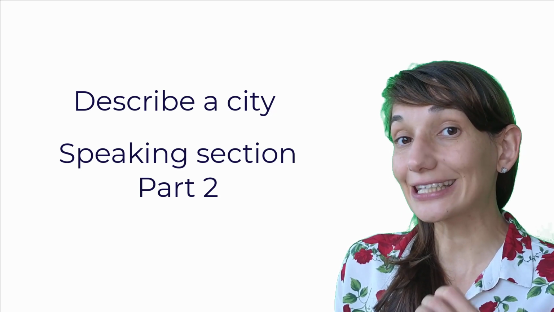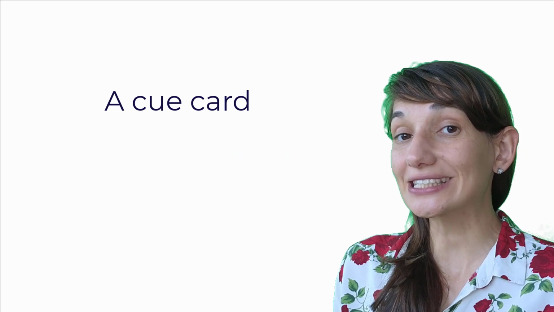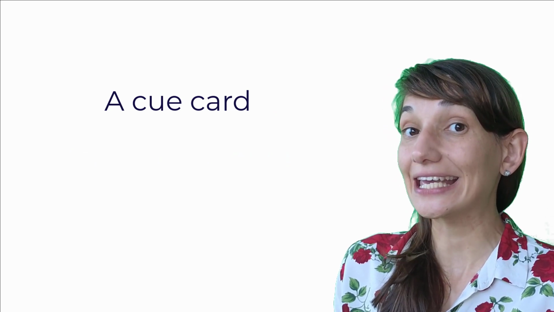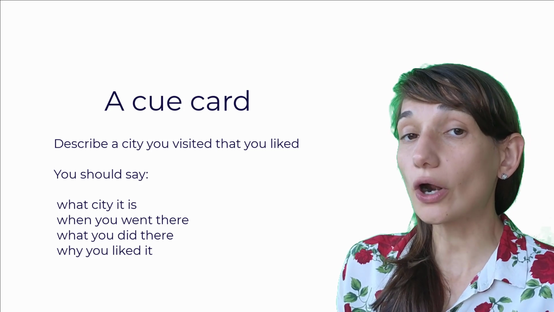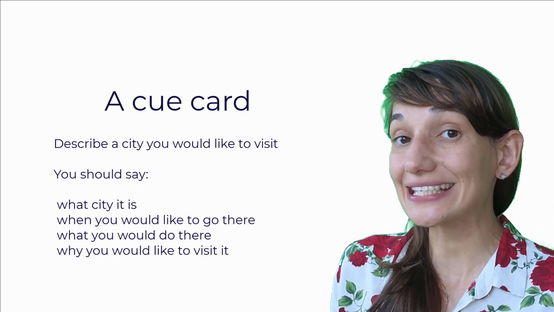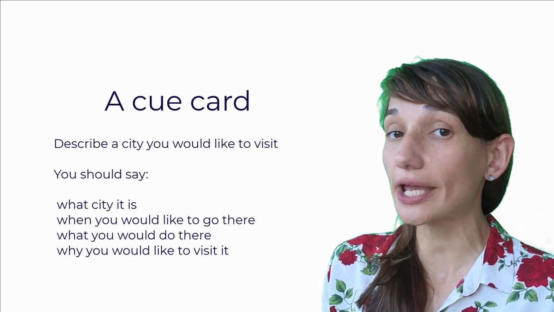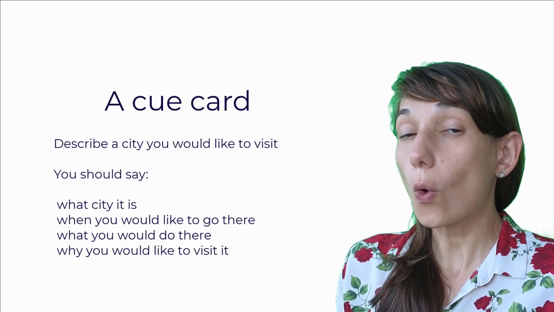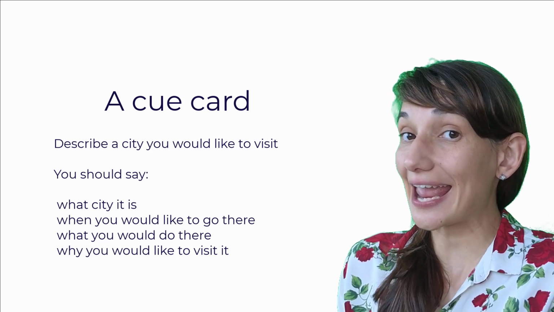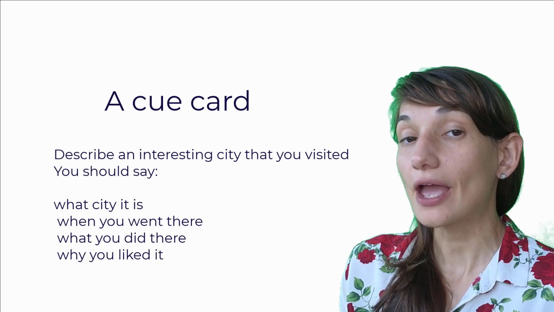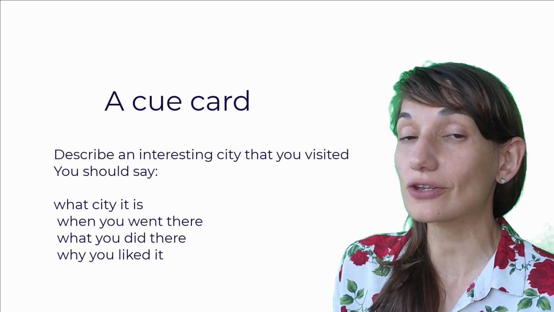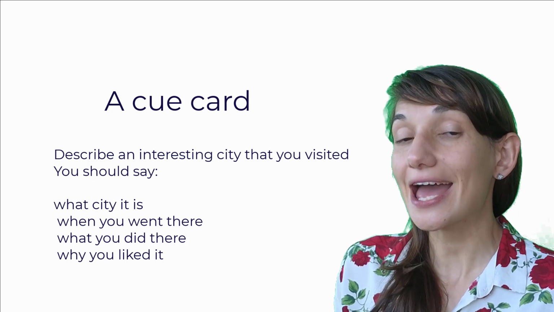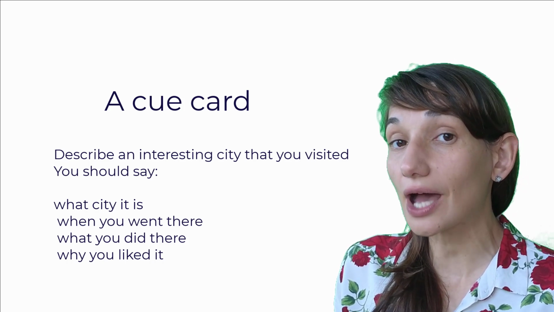Usually you get a cue card asking you to describe a city you visited that you liked, or to describe a city you would like to visit, or to describe an interesting city. For all these cue cards, you can use pretty much the same vocabulary, and in this tutorial we will cover this vocabulary.